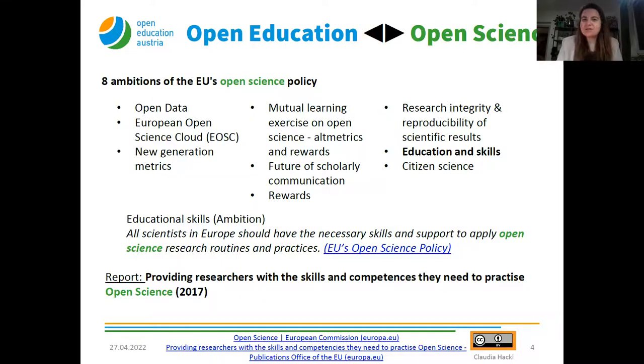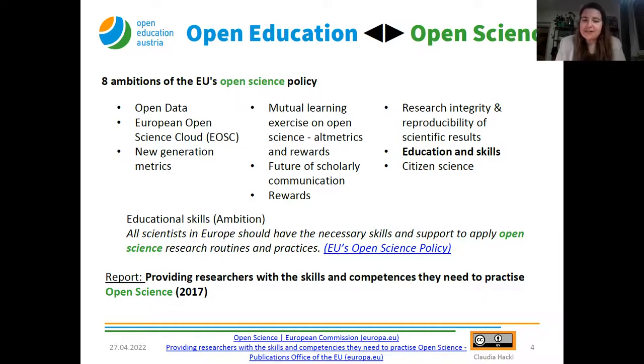So let's dive into the topic of generating synergies between open education and open science. These two players are deeply connected because in the EU's open science policy, there are 8 ambitions formed. For example, open data, the European Open Science Cloud, future scholarly communication, rewards, citizen science, but also education and skills. These educational skills, mentioned as one of the central ambitions, say that all scientists in Europe should have the necessary skills and support to apply open science research routines and practices.